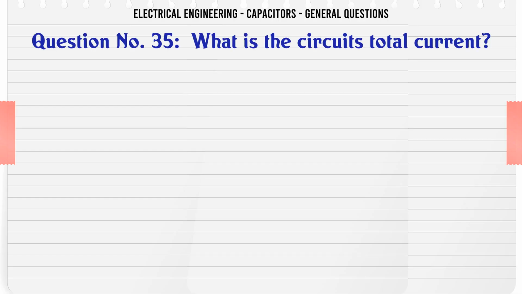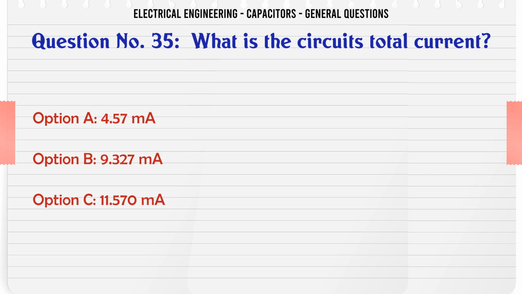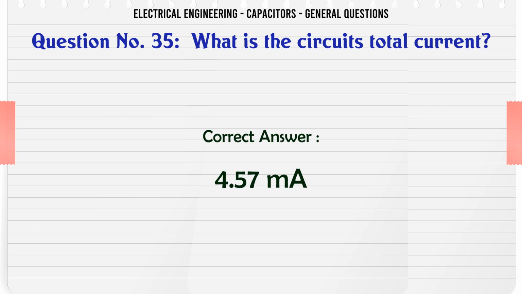What is the circuit's total current? A, 4.57 mA, B, 9.327 mA, C, 11.570 mA, D, 13.830 mA. The correct answer is 4.57 mA.